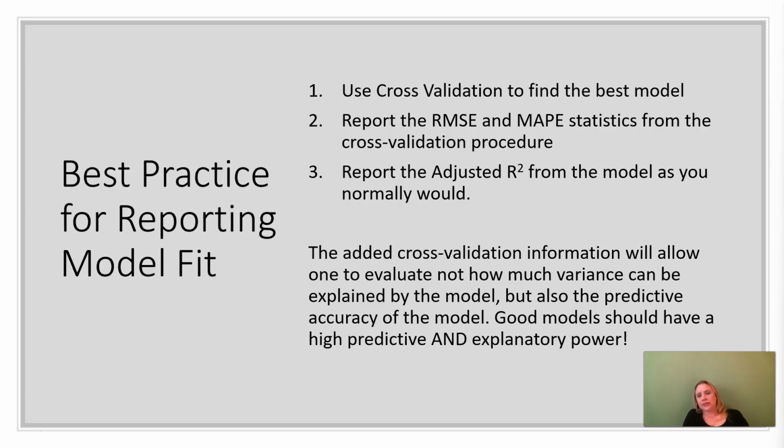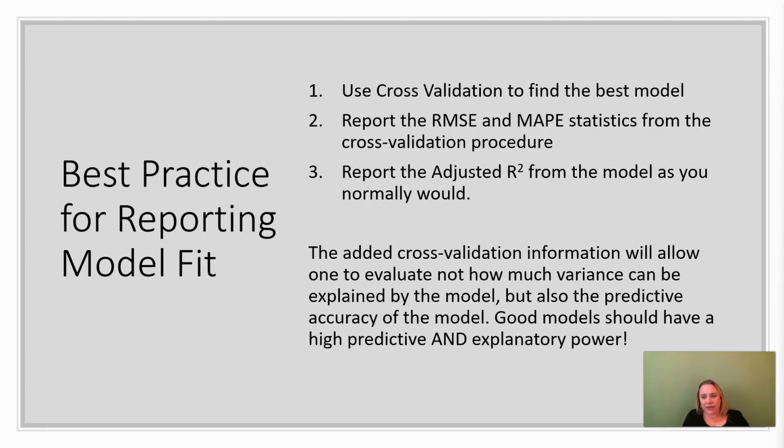From a best-practices standpoint on reporting, when you're reporting your metrics as measures of error, you want to use your cross-validation to find your best model. So whenever you're reporting out whatever your accuracy measure is, you want to use the measure from the cross-validated procedure, not from your training procedure. You always want to make those decisions using your cross-validated measures. And if you're looking at regression, you're still going to report the adjusted R-squared for your model as you normally would. So there's really no change there. You're just using the cross-validation for reporting of the measures of accuracy as well as to select the model.